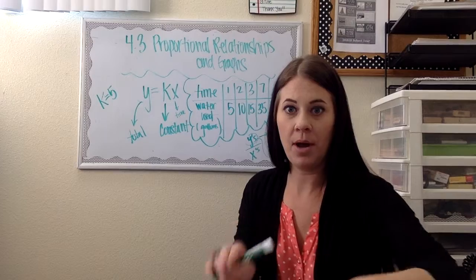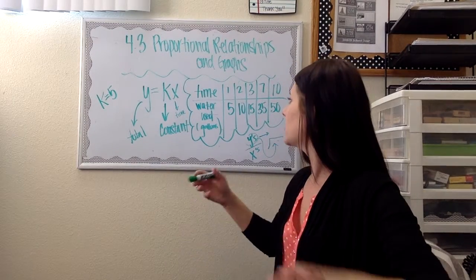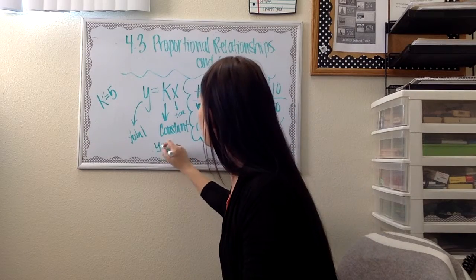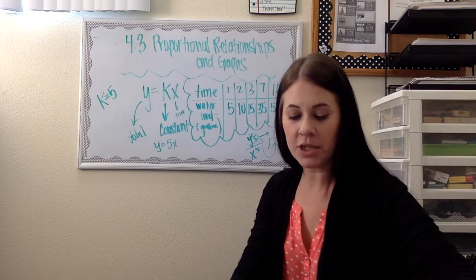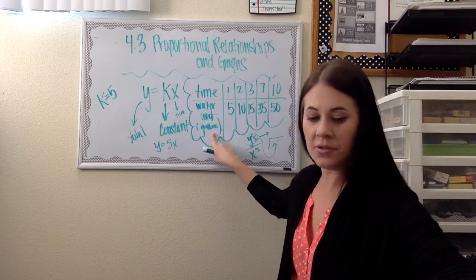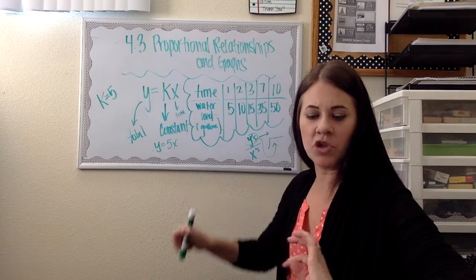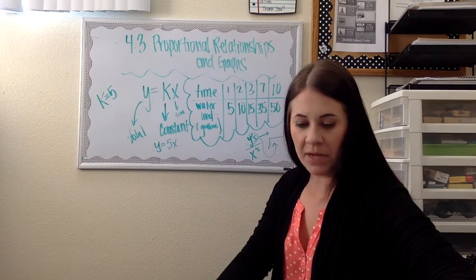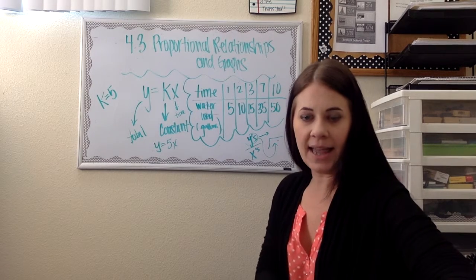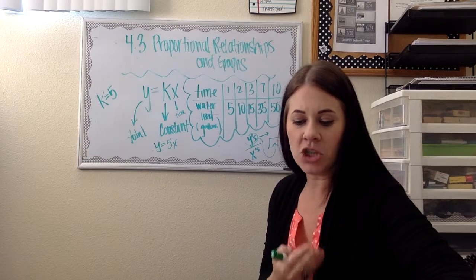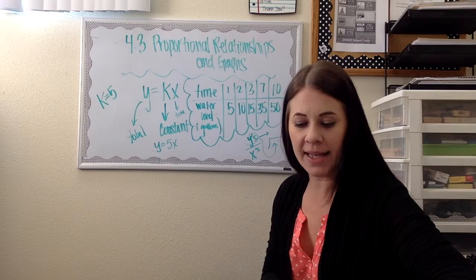Let's talk about the problem. We're going to work backwards. Here's the problem. The equation y equals 5x represents the relationship between the number of gallons of water used, y, and the number of minutes, x, for most shower heads manufactured before 1994. On page 129, letter A: explain why the relationship is proportional. How does the equation represent the constant of proportionality?